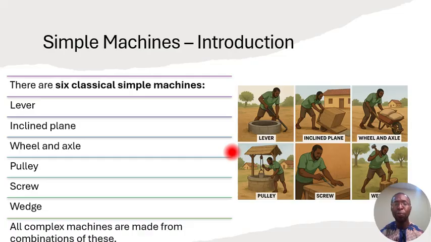Now let's talk about the simple machine. The simple machine is classified into 6. We have the lever, the inclined plane, the wheel and axle, the pulley, the screw, and the wedge. The complex machines that we have today are simply the combination of those simple machines. When we combine 2 or more of these simple machines, then we have the complex machines that we use today.